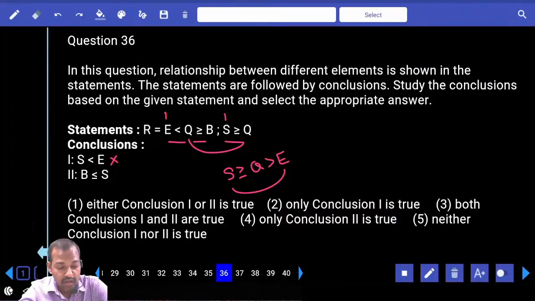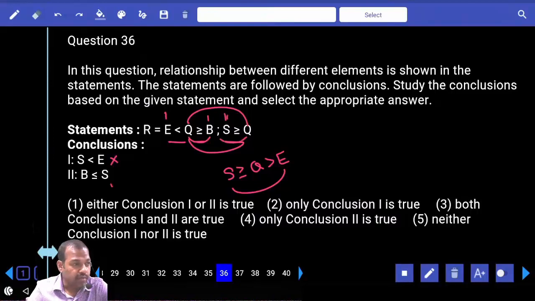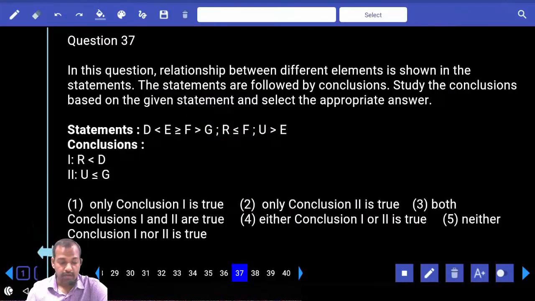So B less than or equal to S. So B is here, S is here. The common variable is Q, isn't it? So B less than or equal to Q and Q less than or equal to S. That means you will get B less than or equal to S. Shall I write completely? So only two follows. Next one.